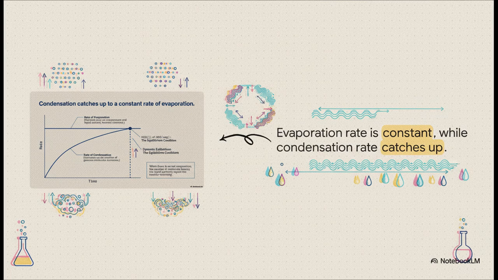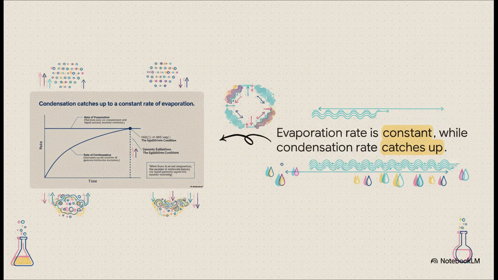See that straight line? That's the rate of evaporation. It's basically constant, because it just depends on stuff like temperature. Now, look at the curved line. That's the rate of condensation. It starts at 0, makes sense, right? And then it climbs up and up as more and more molecules fill the air.